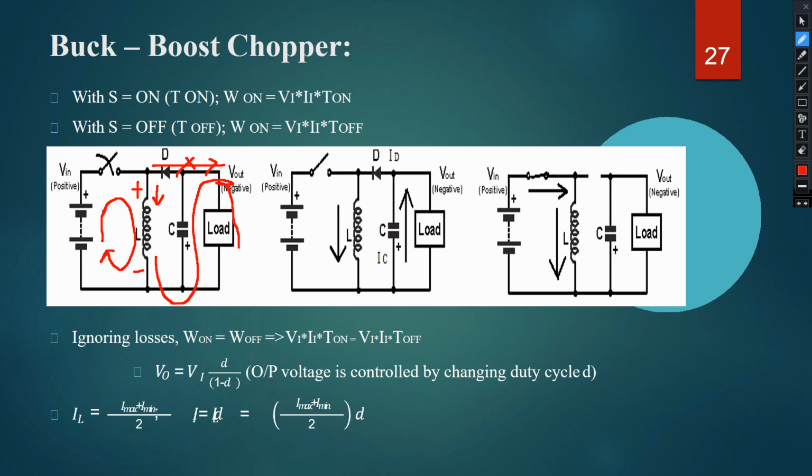And you see the polarity of C is becoming negative. So what will be the load voltage? That will be negative, because the point of entry is positive and the exit is negative.